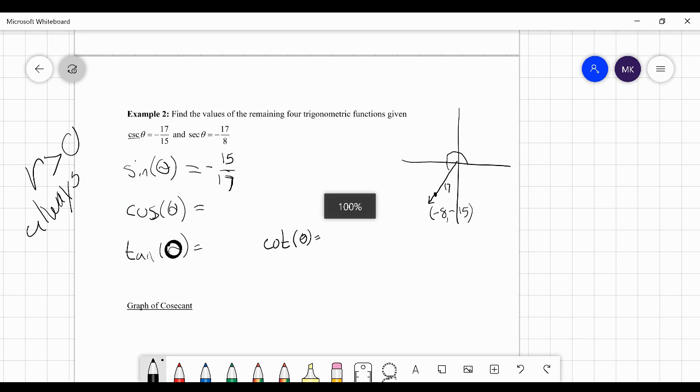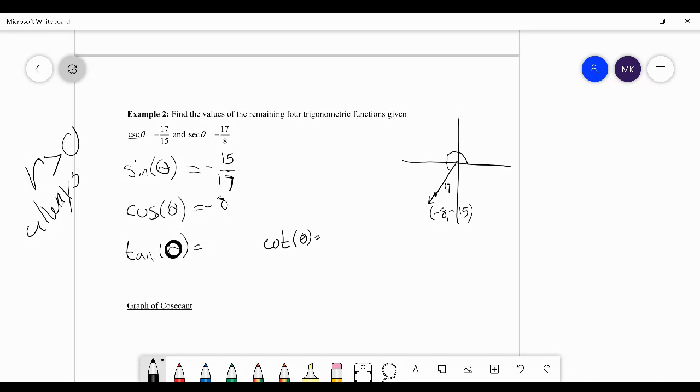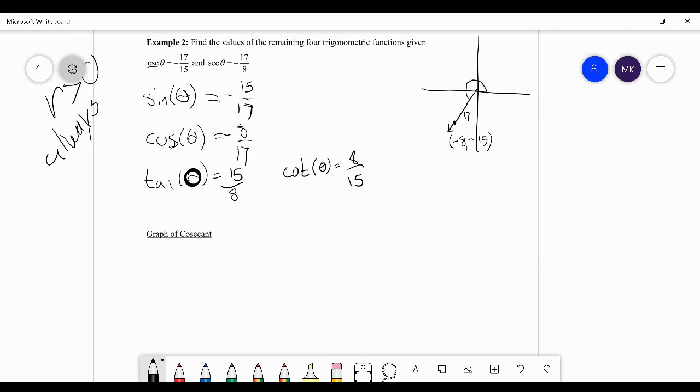Cosine, we get negative 8 over 17. For tangent, okay, because that is our lovely y over x, our sine over cosine, we get positive 15 over 8. And then cotangent is just the reciprocal of that. It's 8 over 15. That's it. It's easy. Okay.